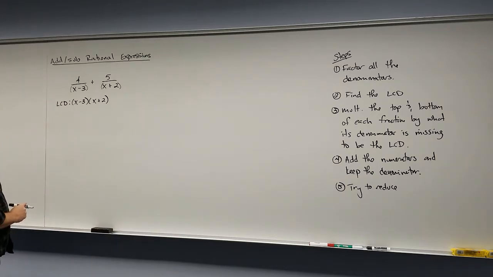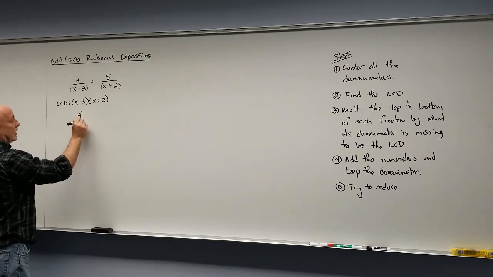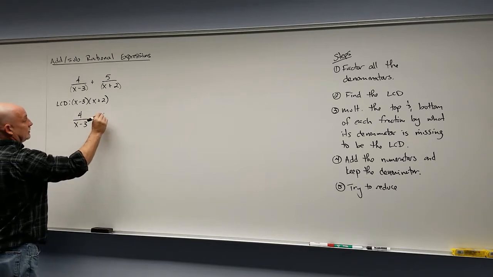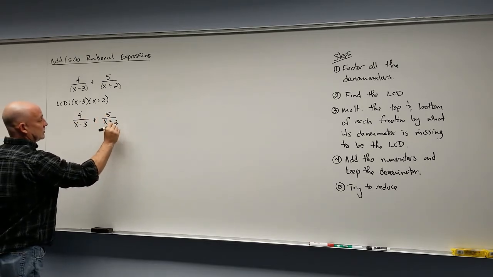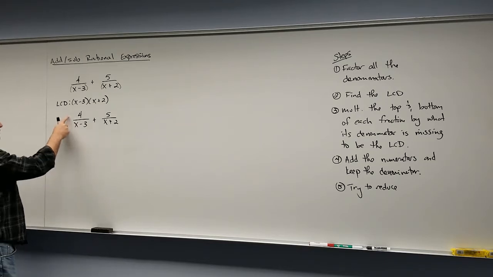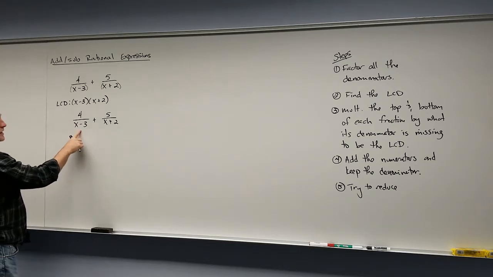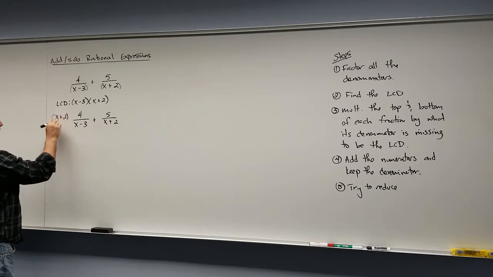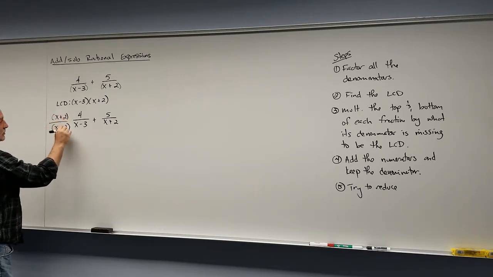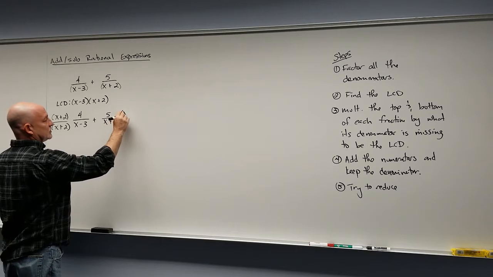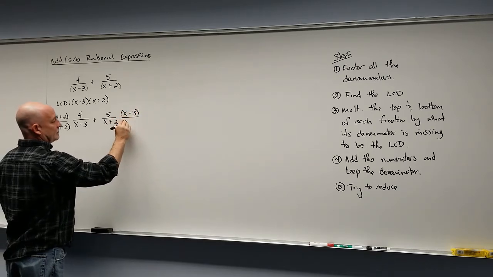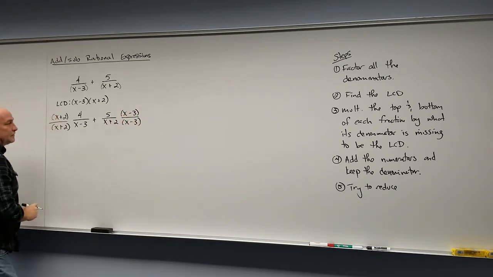All right, so let's see. We're going to take each one of these fractions, 4 over x minus 3, 5 over x plus 2, and we're going to multiply the top and the bottom by what it's missing. This one already has the x minus 3, it's missing the x plus 2 to be the LCD, so we write plus 2 over x plus 2. This one's missing the x minus 3, so we multiply the top and the bottom by x minus 3.